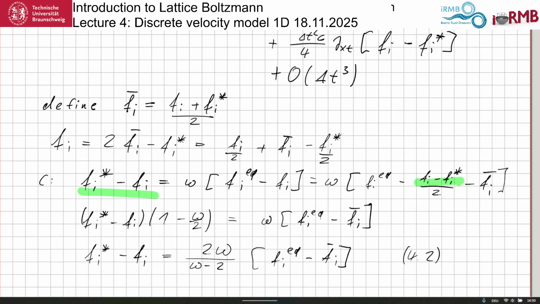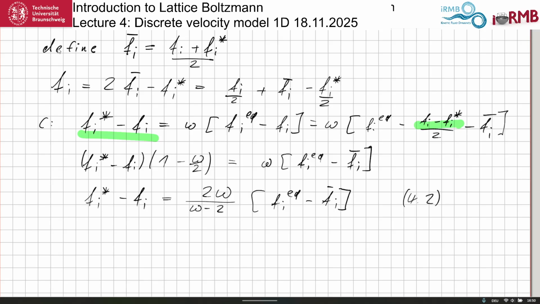This is now very important. We put this into our equation 4.1, where we have fi asterisk.